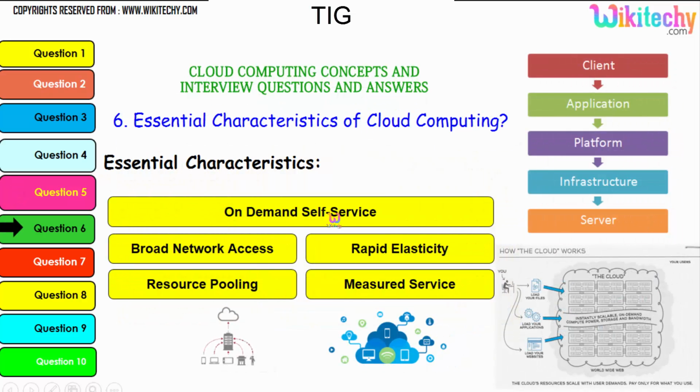And still further, on-demand self-service. So on demand you are able to get the service. Broad network access. You got a very big network access. Rapid elasticity. You are able to increase and reduce it. Resource pooling. You are able to allocate how much resource you want. And measured service. It's kind of a pay as you go. How much you want, pay for that. That's how your essential characteristics of cloud computing is.